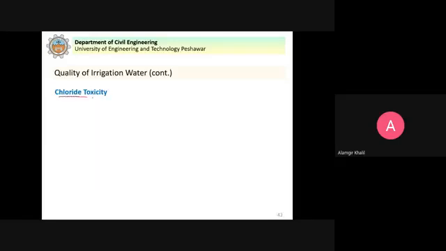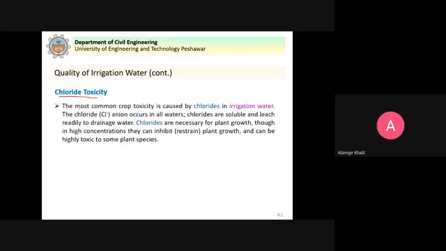Similarly, we have the chloride toxicity. The most common crop toxicity is caused by chlorides in irrigation water. The chloride anion occurs in all waters. Chlorides are soluble and leach readily to drainage water. Chlorides are necessary for plant growth, though in high concentrations they can inhibit, that is restrain, plant growth and can be highly toxic to some plant species.